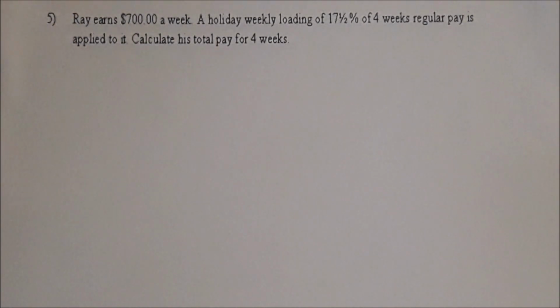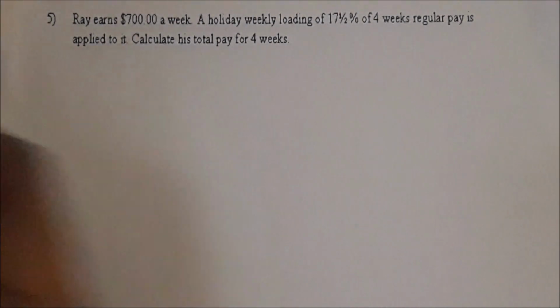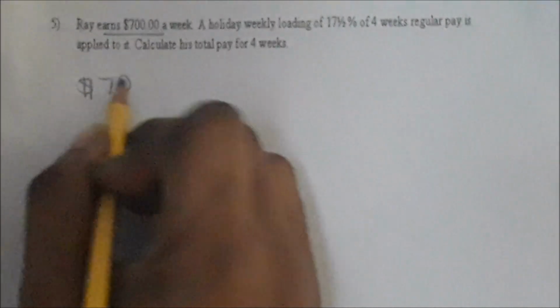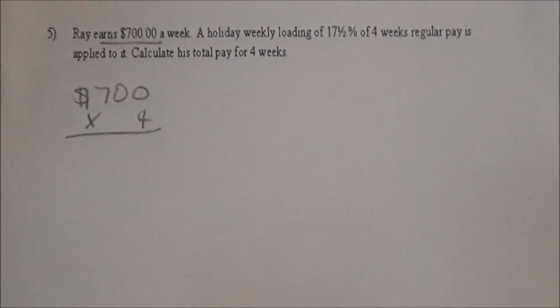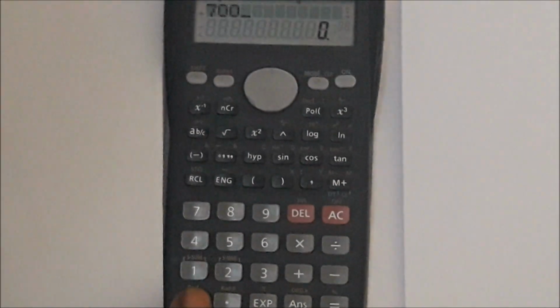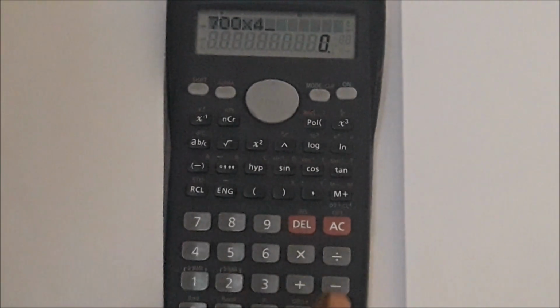Ray earns $700 a week. A holiday weekly loading of 17.5% of 4 weeks regular pay is applied to it. Calculate his total pay for 4 weeks. Okay, work it. We can see that Ray earns $700 a week. For 4 weeks, we will multiply that. If we move to the calculator, 700 times 4 is $2,800.